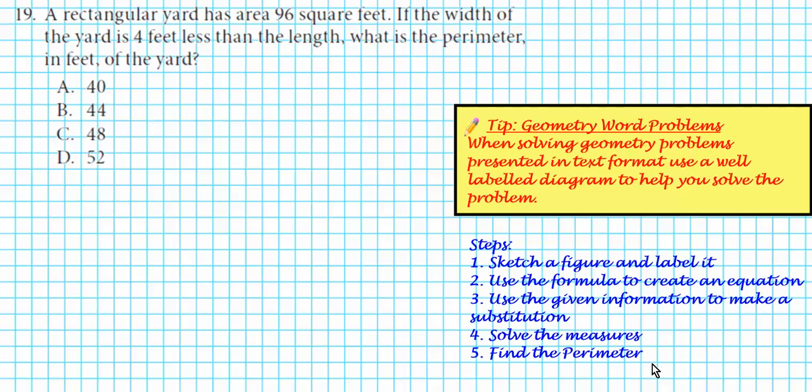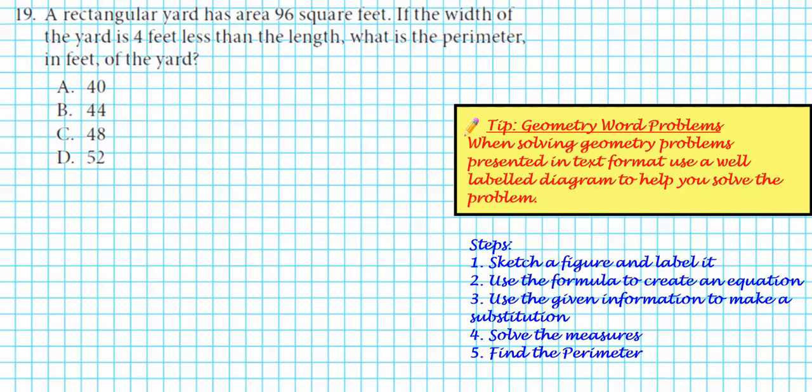All right, let's take a look at question number 19. It reads, a rectangular yard has area 96 square feet. If the width of the yard is 4 feet less than the length, what is the perimeter in feet of the yard? One tip concerning geometry word problems: anytime you're solving a geometry problem presented in a paragraph or text format like this, you always want to use a well-labeled diagram to help you set up and solve the problem. That's exactly what we are going to do.